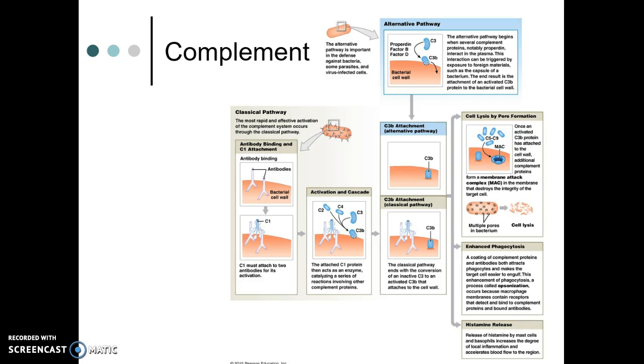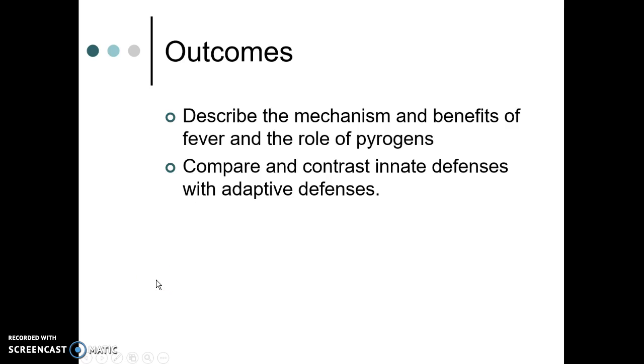All right, the last innate defense mechanism that we can talk about is going to be fever. And then the very last thing that I want you to do is compare and contrast innate defenses and adaptive defenses. I've been talking about it throughout this lecture. I want to make sure that you understand the differences between these two. So we're looking at the fever. We're going to look at the role of pyrogens. We're going to talk about the benefits of fever.